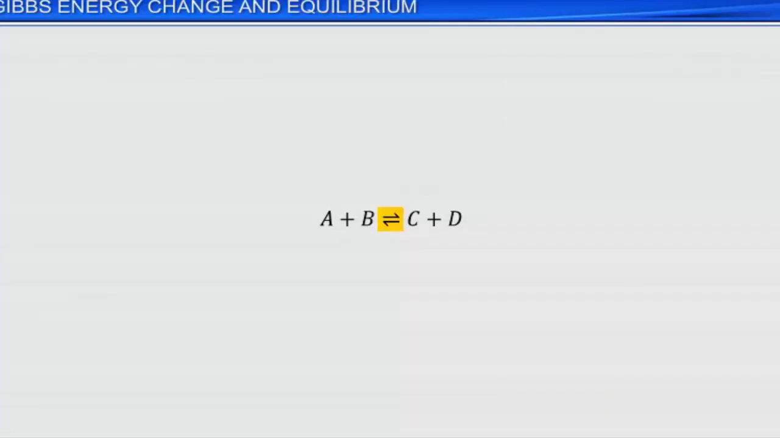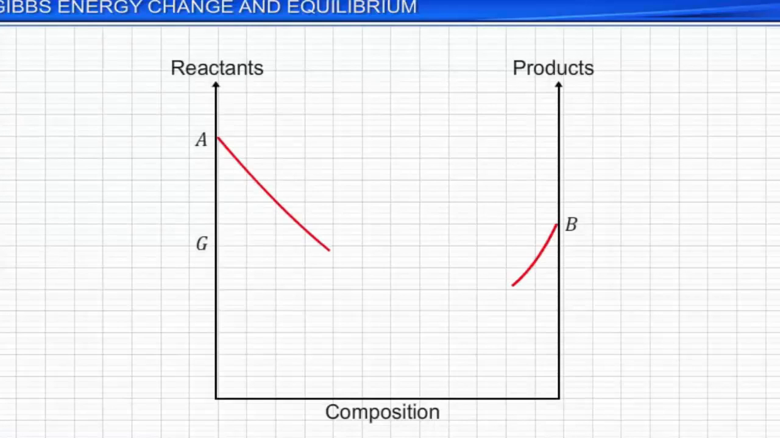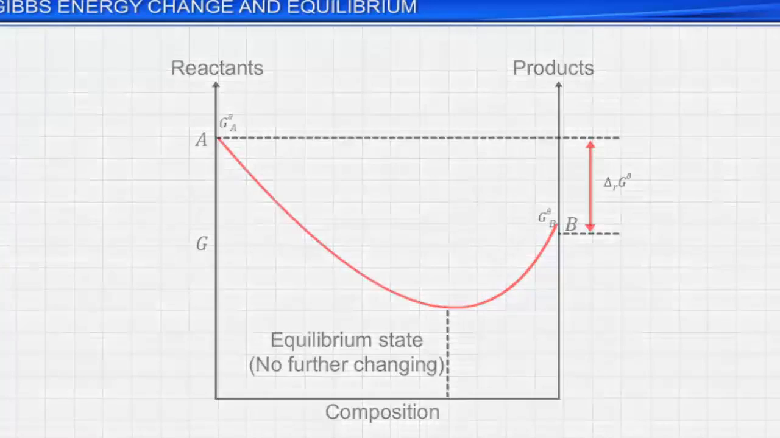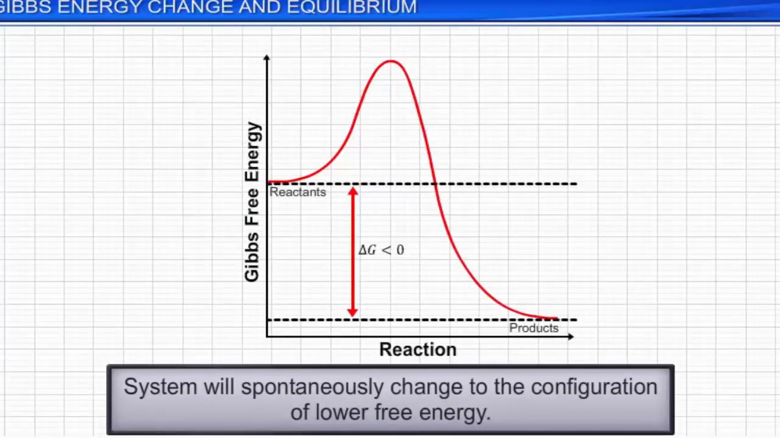We know that during a reversible reaction, a process or reaction can proceed in either direction simultaneously, so that a dynamic equilibrium is set up. Reversible means that the reactions in both the directions should proceed with a decrease in free energy, which seems impossible. This is possible only if, at equilibrium, the free energy of the system is minimum. If it is not minimum, then the system will spontaneously change to the configuration of lower free energy.